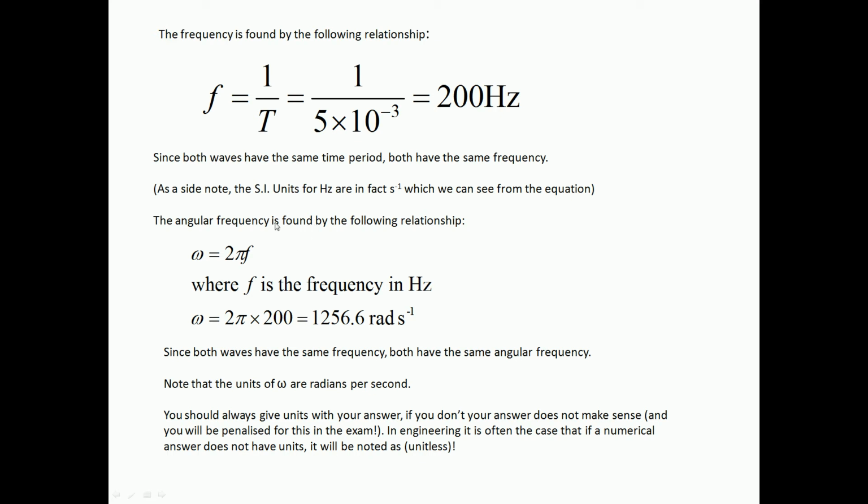Next up, we're going to calculate the angular frequency, and that's found by the relationship omega is equal to 2 times pi times f, where f is the frequency in hertz. So if you've got an answer in kilohertz, make sure you convert it to hertz before you put it into this equation, otherwise you're going to get an answer that you wouldn't expect. All I've done is substitute my frequency value into the equation, and what we then get is the angular frequency, which is 1256.6 radians per second.